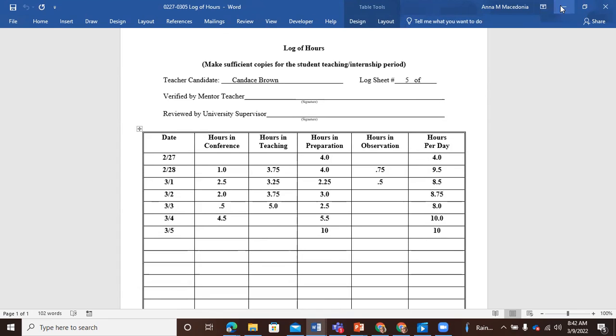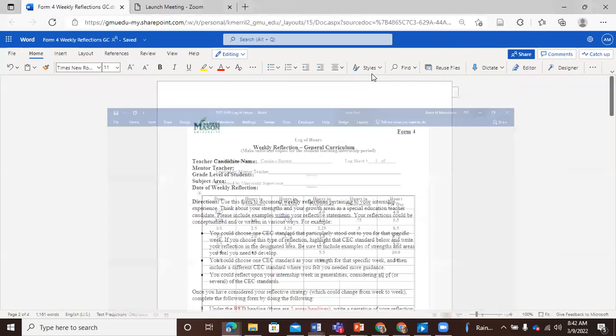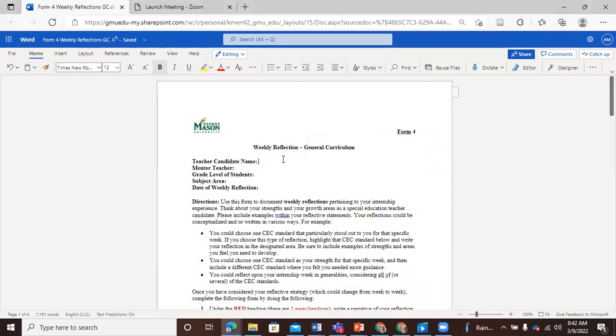I wanted to go over the additional requirement that we reviewed when we first met in terms of your weekly reflections. As we talked about in that conversation, the two things that you have to focus on weekly are your log of hours and then the weekly reflection form. I just wanted to reinforce some of those expectations, because your weekly reflections are a huge part of your internship as you are actively reflecting on your practice and building your capacity as a special education teacher.